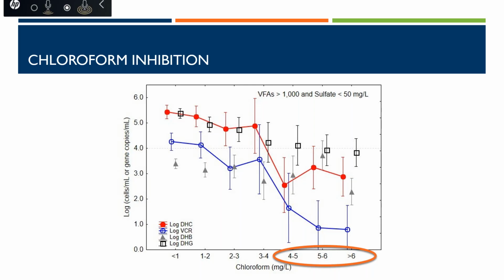So we know that chloroform is particularly a strong inhibitor of reductive dechlorination based on what we've seen in the literature, and particularly from vinyl chloride to ethene, which is mediated by the vinyl chloride reductase gene. If you look at that vinyl chloride reductase gene, VCRA, we can see that when concentrations of chloroform were greater than 4 milligrams per liter, the gene copies were only around 10 to the 1, so a big reduction there.